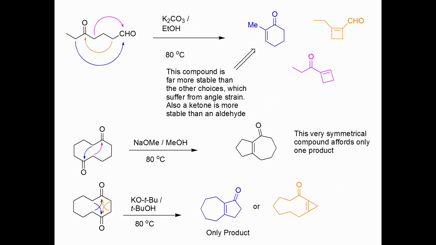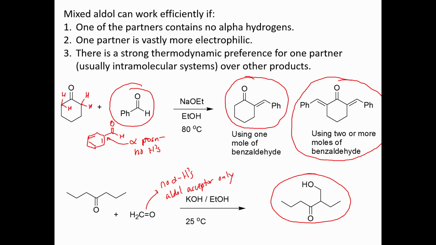So there's another case where you can have, let's go back one, one of the partners contains no alpha hydrogens. One of the partners is vastly more electrophilic. These two actually fit both categories here. And a third category is where there's a strong thermodynamic preference for one partner over the other.